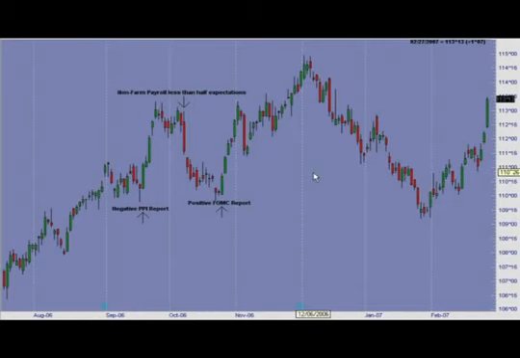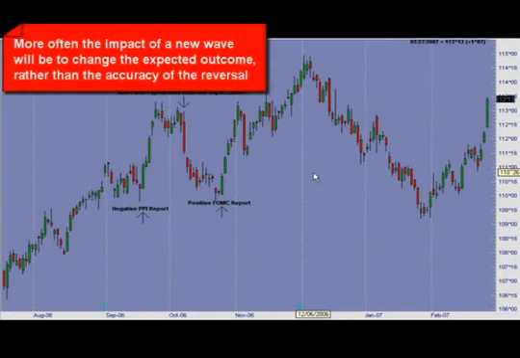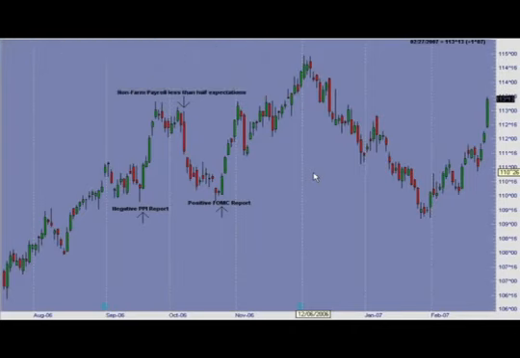A new wave will impact reversals, and we mentioned earlier that in rare cases it will actually impact the accuracy. Now that is very rare, but it does occasionally happen. More often than not, the impact will be that a reversal, well, it's not quite the way you thought it would be, or the scenario is not quite as anticipated. To give an example of what I'm talking about, take a look at this negative PPI report. Now the 30-year T-bond tends to react very positively or move higher when there's a negative PPI report, and you can see how it did that. Now this was just before these other two reports that we mentioned a moment ago.